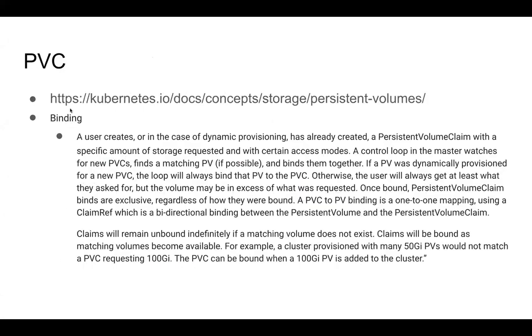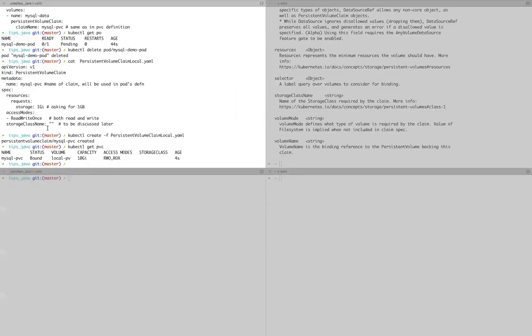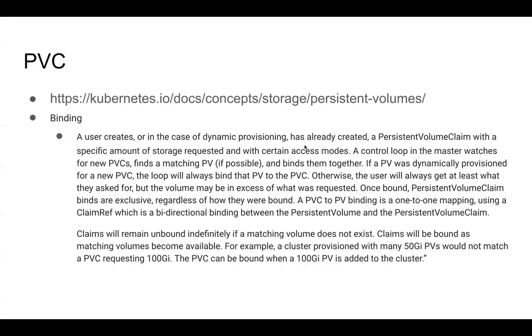This is the example. This is what I wanted to show you, how a persistence volume claim gets tied to the persistence volume. This is the snippet I copied, so I'll read it out and then explain. I will discuss dynamic provisioning also in a while. The user creates a persistence volume claim with a specific amount of storage requested and with a certain access mode. And this is what we did. We requested 1 GB with this read write once access mode.